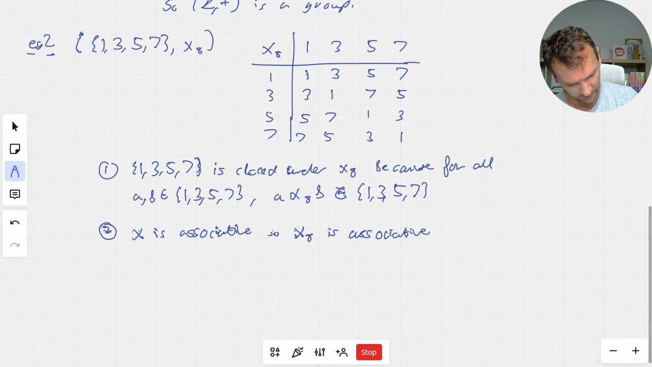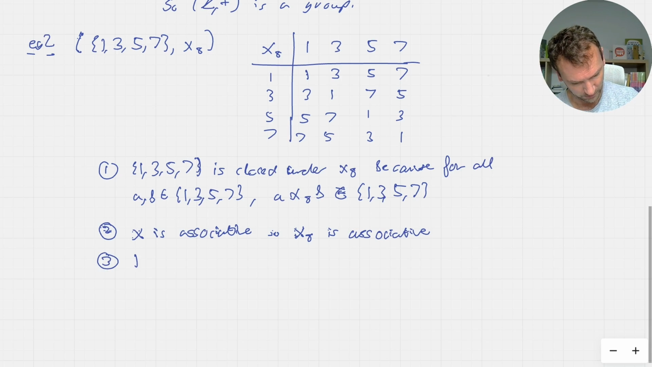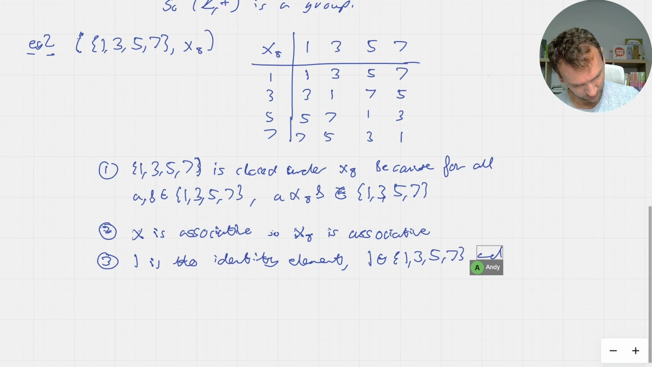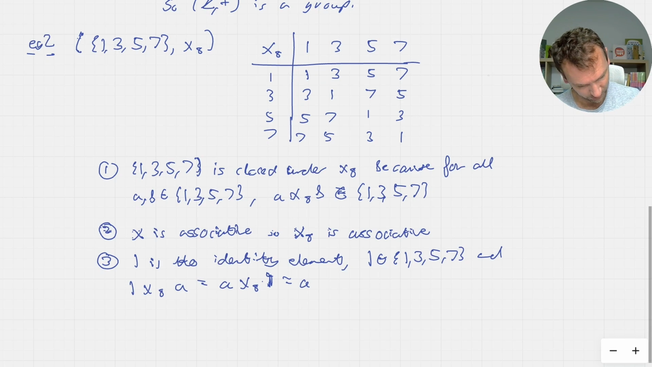So on 3, we're going to say that 1 is the identity element. I should make sure it states clearly that 1 belongs to the group we had. Well, that's fairly obvious that it does. And 1 multiplied modulo 8 by A is equal to A multiplied modulo 8 by 1 gives us A. So, sorry, my pen's gone a bit wonky there. So that's acting as we want our identity to.